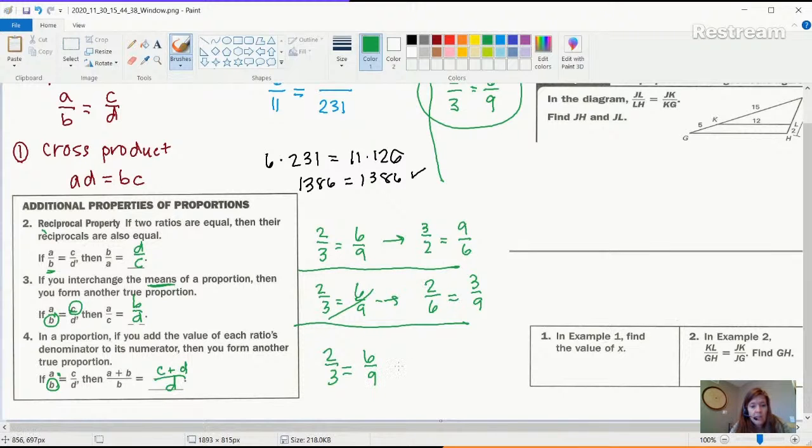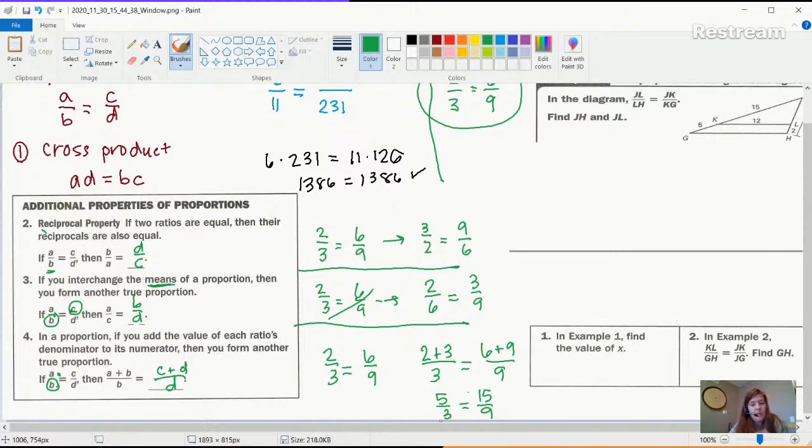Okay, so what we're going to do if we try to use the fourth property of proportions is add the denominator to the numerator. So it's going to be 2 plus 3 over 3 equals 6 plus 9 over 9. Okay, so we do some simplifying. We get 5 over 3 equals 15 over 9. And look at that. Again, it's not the same ratio, but it's still an equal proportion. So that's the fourth property of proportions.